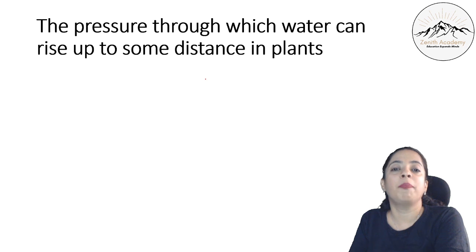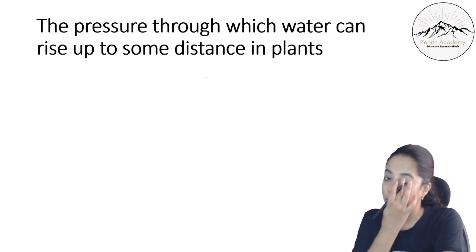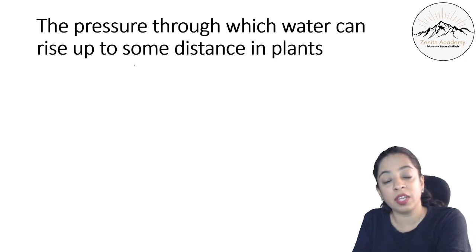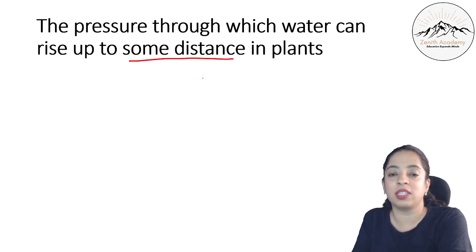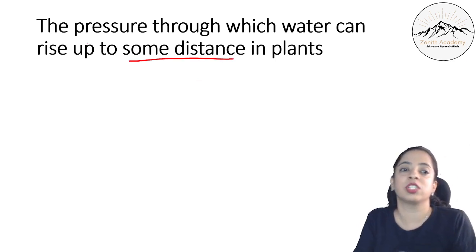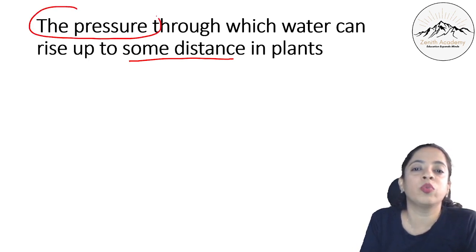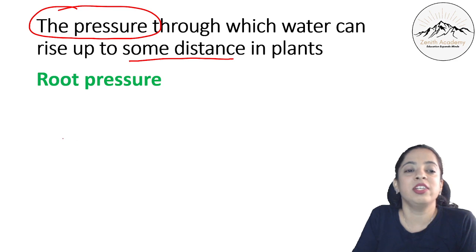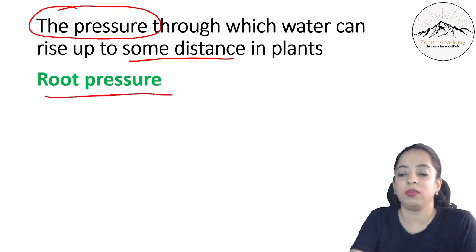Next, the pressure through which water can rise up to some distance in plant. You have to read the question very well. Some distance in the plant, not large distances. So what is that pressure through which water can rise up to some distance in plants? The answer is root pressure.